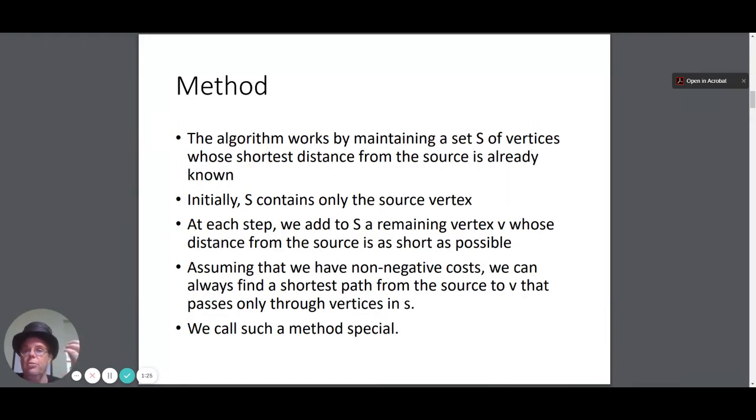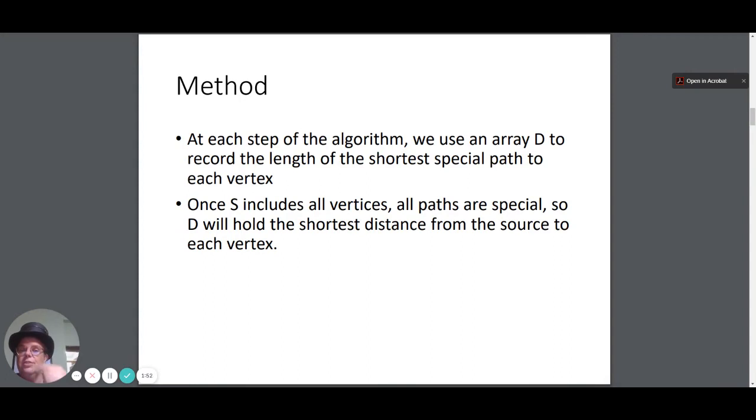So the algorithm works by maintaining a set S of distinguished vertices whose shortest distance from the source is already known. Initially, we only know the source. We know how to get where we're at. And at each step, we add to S a remaining vertex v whose distance from the source is as short as possible. Assuming that we have non-negative cost, we can always find the shortest path from the source to v that passes only through the vertices in S. And we call that path special. So at each step of the algorithm, we use an array D to record the length of the shortest special path to each vertex. Once S includes all the vertices, all the paths are special, so D will hold the shortest distance from the source to each vertex.